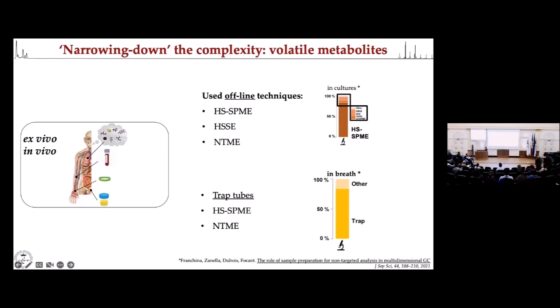And going back to talking about the extraction, we reviewed what extraction methods are used, especially for breath, because breath holds great potential because of its non-invasiveness and its availability. And so we can see that the main technique used for sampling breath relies on dynamic headspace extraction using thermal desorption tubes.